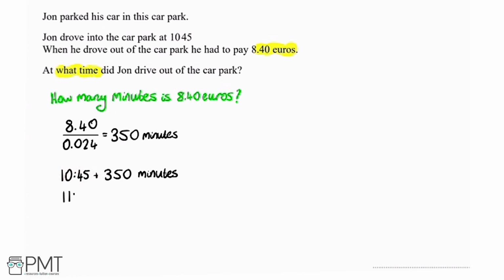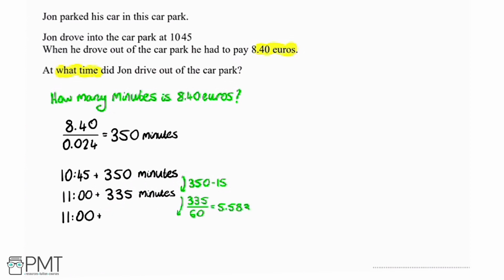So I'm going to do 11 o'clock, and I'm going to get 15 minutes from here, giving us 335 minutes. So what I did there was 350 minus 15. Now I want to work out how many hours is in 335 minutes. So if we do 335 divided by 60, we get 5.583 recurring, which isn't a very nice number.